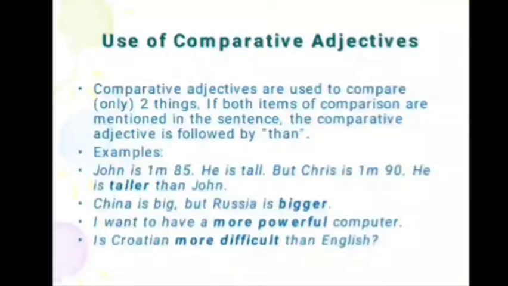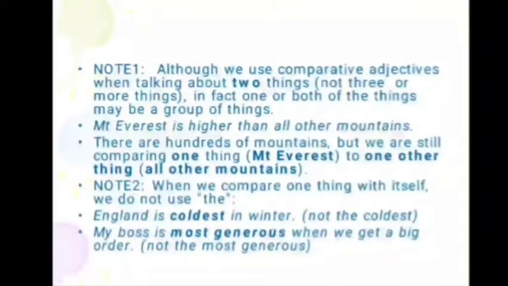I want to have a more powerful computer. Is Croatian more difficult than English? Note 1. Although we use comparative adjectives when talking about two things, not three or more, in fact one or both of the things may be a group of things. Mount Everest is higher than all other mountains. Here we are comparing Mount Everest with all other mountains. You can say that already we have three or more, but here one is compared to another group, so we can consider it as two.